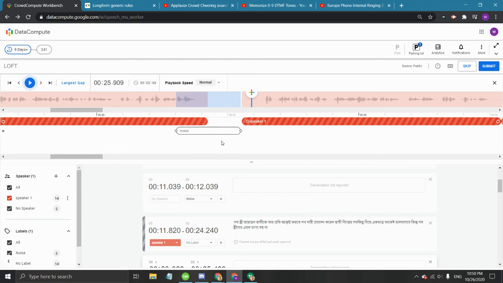Keep in mind that the noise annotation, as well as any other annotations, should follow the 0.5-second rule. So that means that if there are two different noises that are less than 0.5 seconds apart, they should be covered with one noise annotation. If between the two noises there is a silence that lasts for longer than 0.5 seconds, you should create two separate noise annotations.